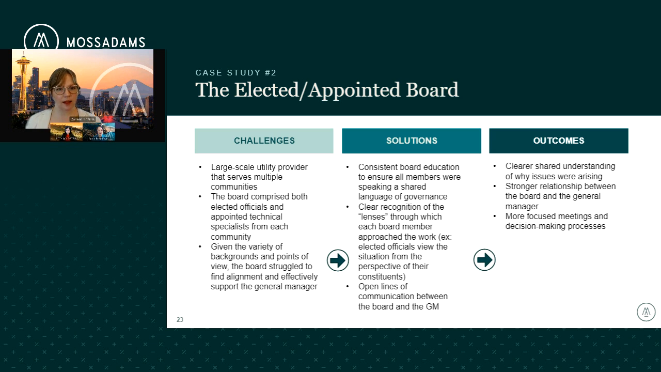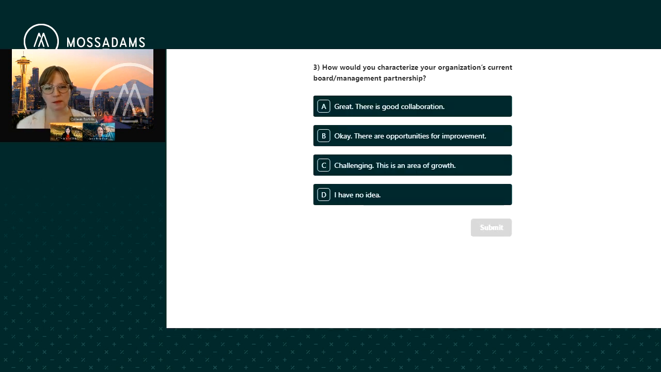All right. And we're going to hand it back to Laura to do another poll. All right, great. Polling question number 3. How would you characterize your organization's current board/management partnership? A, great, there is good collaboration. B, okay, there are opportunities for improvement. C, challenging, this is an area of growth. D, I have no idea.